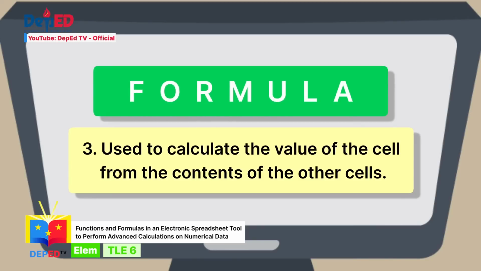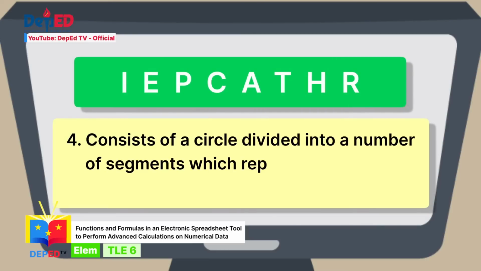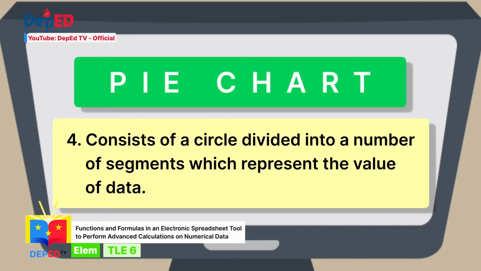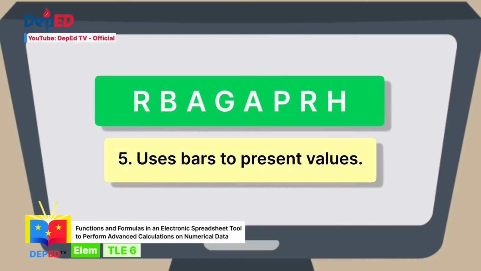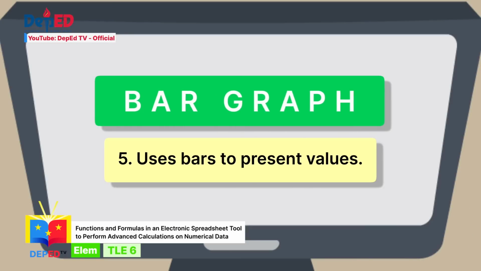And the correct answer is formula. Number 4. Consists of a circle divided into a number of segments which represent the value of data. And the correct answer is pie chart. Number 5. Uses bars to present values. And the correct answer is bar graph.